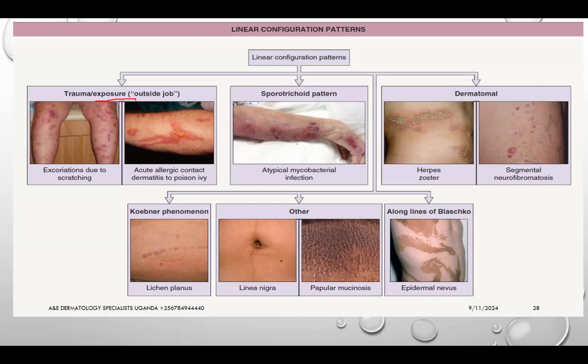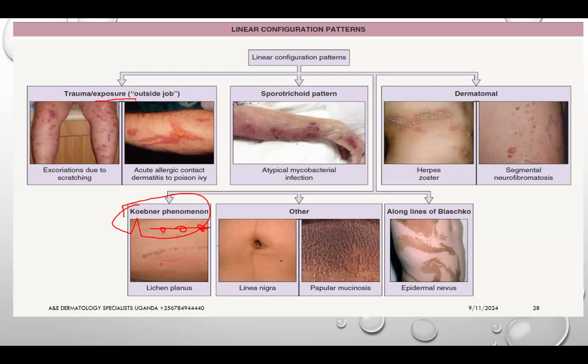Then we have linear configuration patterns that are secondary to outside features, for example the Koebner phenomenon. In this Koebner phenomenon, it simply means that you have a primary skin condition, for example lichen planus, then you scratch your body along a particular line, and what happens is that these skin lesions usually come and form a line along this scratch that the person induced. That's what we call koebnerization.